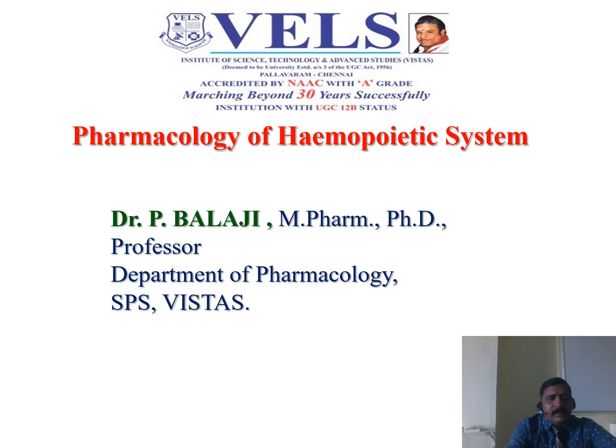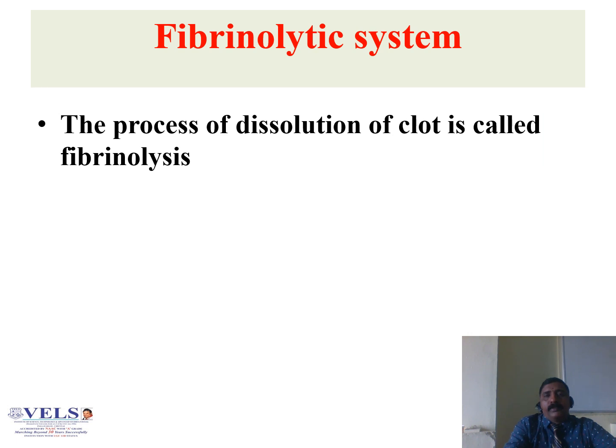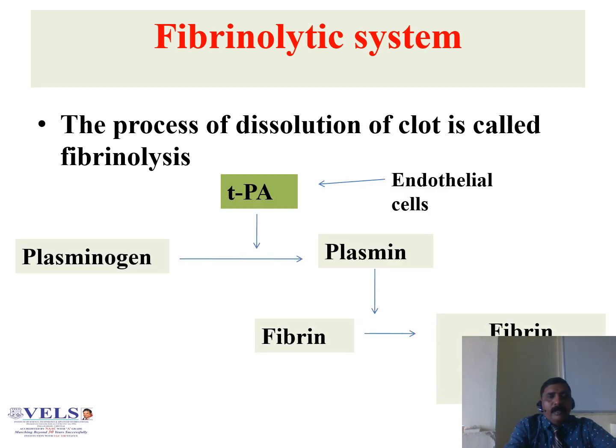Today we will discuss the pharmacology of the haemopoietic system. In the pharmacology of the haemopoietic system, another topic is fibrinolytics. The fibrinolytic system: the process of dissolution of a clot is called fibrinolysis. When a clot is formed, an inactive plasma enzyme present in blood called plasminogen is incorporated into the clot.